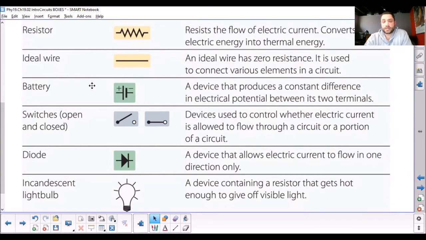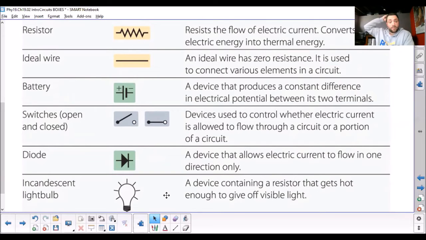Traditionally, the longer side is the positive side, the shorter side is the negative. Switches are important to know. That's what cuts the flow of electrical flow in a circuit. Diodes, don't worry about the diodes. We're not going to talk about diodes.